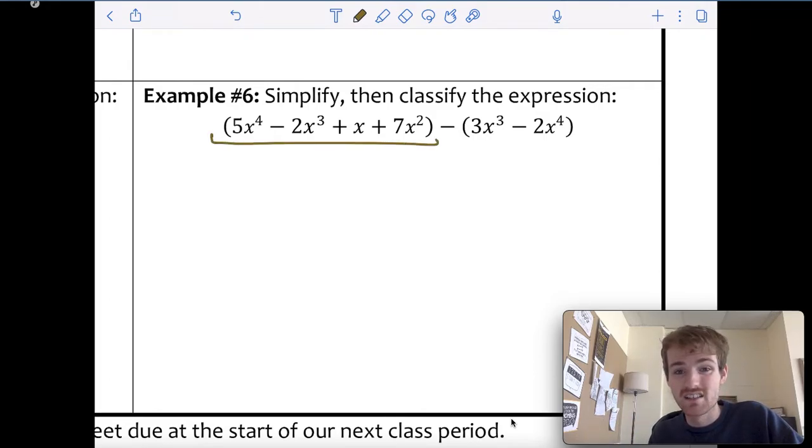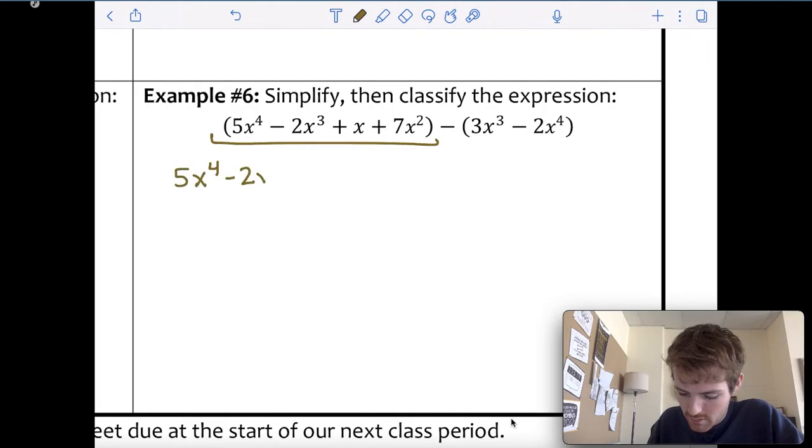There's a lot in there. Don't get scared. Don't freak out. We treat it just the same. Right now, is there anything we need to do with this? No. So we just rewrite it without the parentheses.